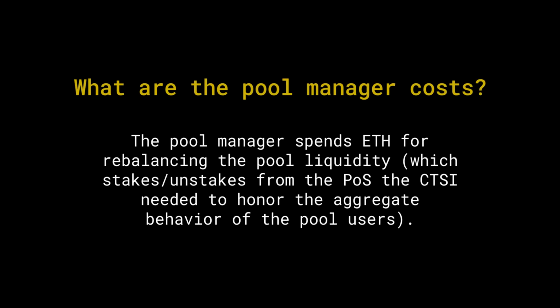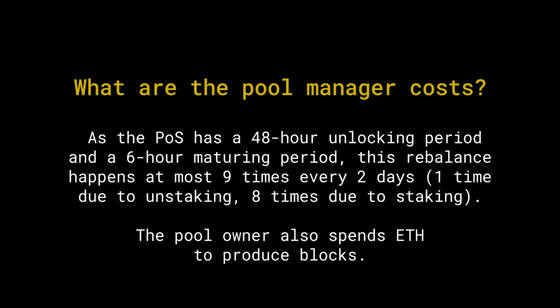The pool manager spends ETH for rebalancing the pool liquidity, which stakes and unstakes from the proof of stake the CTSI needed to honor the aggregate behavior of the pool users. As the proof of stake has a 48-hour unlocking period and 6-hour maturing period, this rebalance happens at most 9 times every 2 days: 1 time due to unstaking, 8 times due to staking. The pool owner also spends ETH to produce blocks.